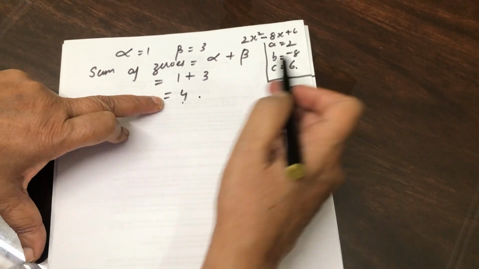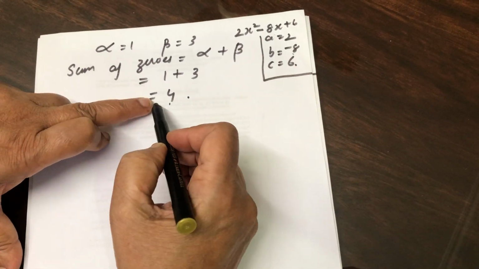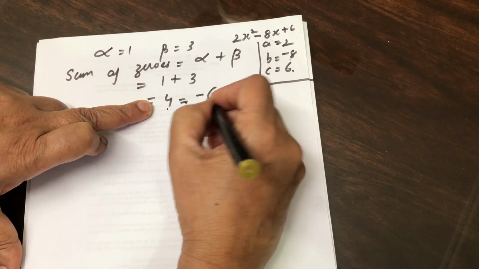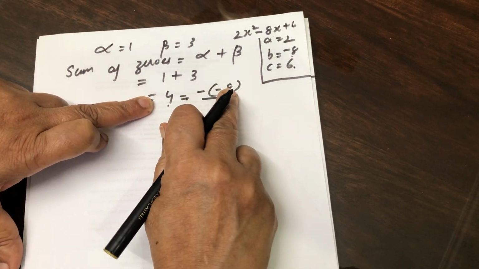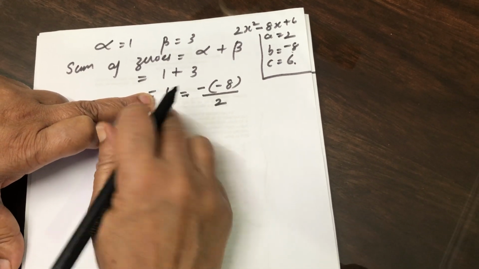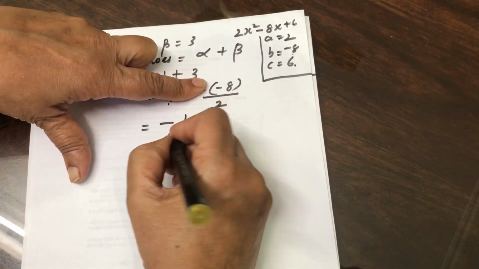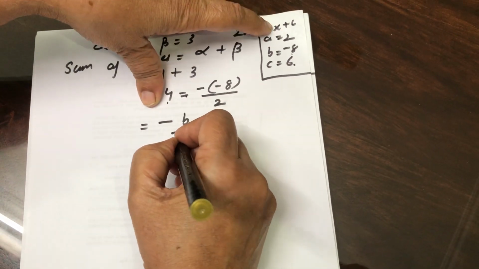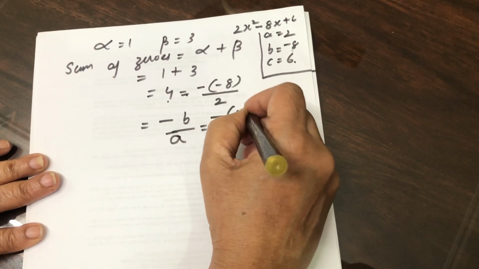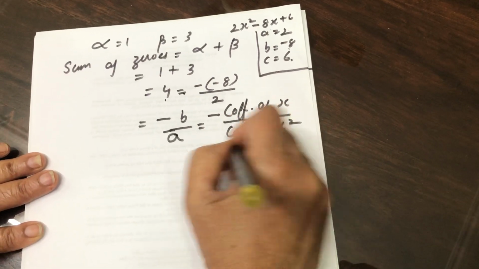Now, how do you get this 4 from here? You know, this is minus 8 by 2, which is minus 4. We want plus 4. So, you can write it as minus of minus 8 by 2. Minus of minus 8 will become plus 8. Plus 8 by 2 is 4. So, what is this one? Minus of, what is minus 8? It is B. And 2 is A. So minus B by A, that is minus of coefficient of x by coefficient of x squared.